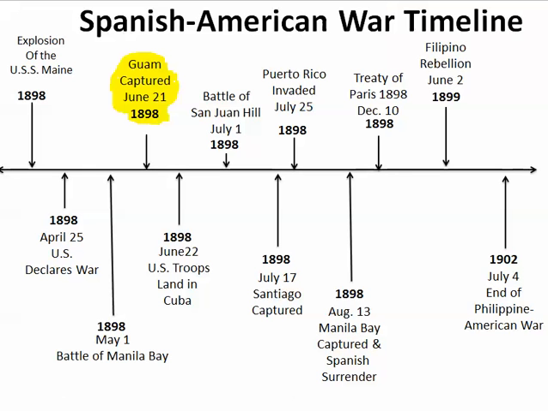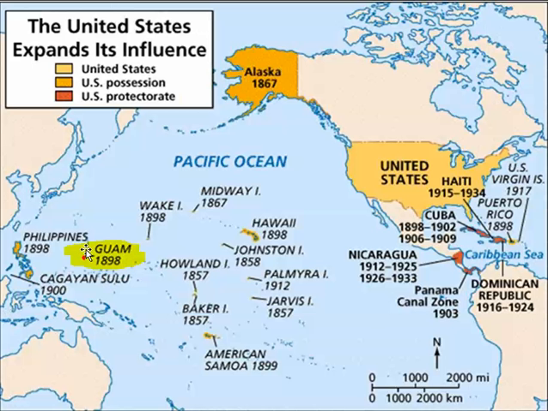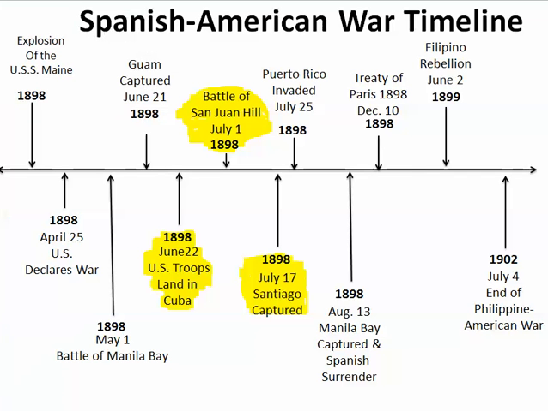Okay. So Guam is captured on June 21st. And if we look, Guam is right here. I've highlighted it for you and put a little red mark there for you so you can see it. So in 1898, we capture Guam. And then on July 1st, or June 22nd, U.S. troops land in Cuba. We had the Battle of San Juan Hill on July 1st, 1898. And then July 17th, Santiago is captured. So Cuba kind of buckles and gives in.